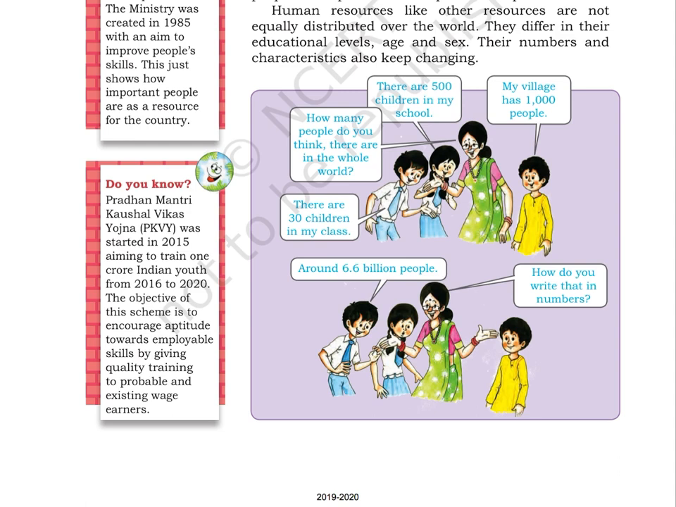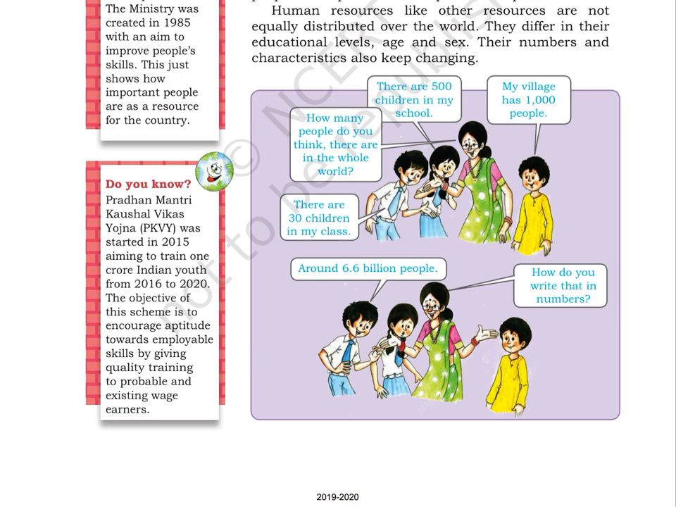On the right side of page number 62, there is a colored box in which there is a diagram of a teacher and her 3 students. Teacher asks, "How many people do you think there are in the whole world?" The girl in school uniform answers, "There are 500 children in my school." Then the boy in school uniform answers, "There are 30 children in my class." Then the boy in yellow t-shirt answers, "My village has 1000 people."